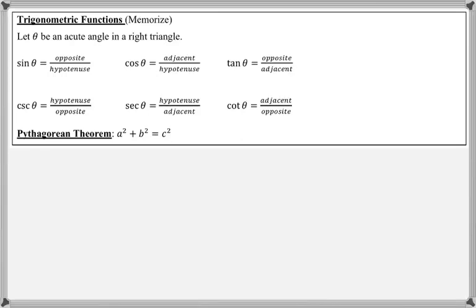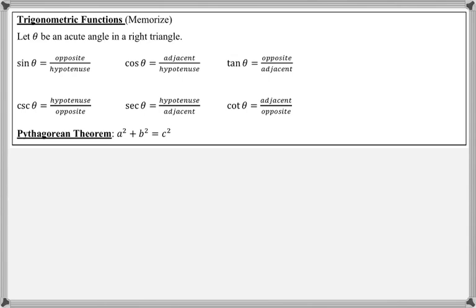Our next topic is the trig functions, and this is one of the main topics of trig in general. That's the sine, the cosine, the tangent, the cosecant, the secant, and the cotangent. And these are really the ratio of sides of a right triangle.